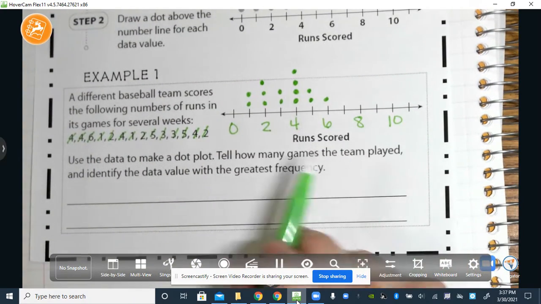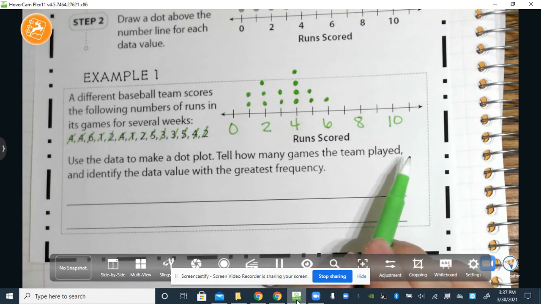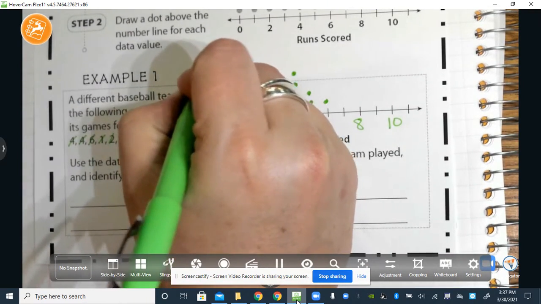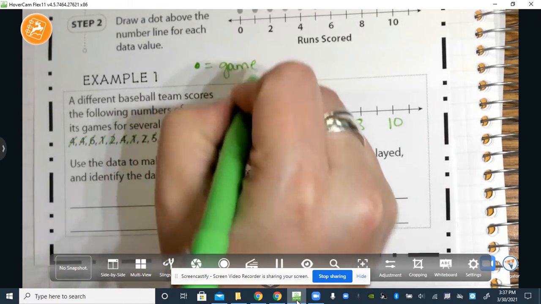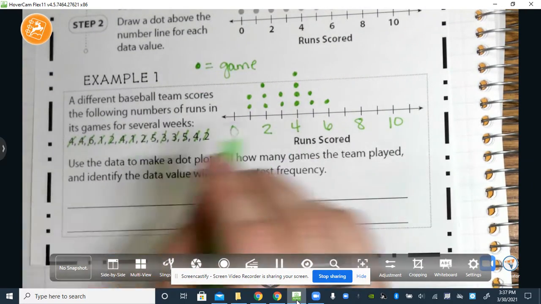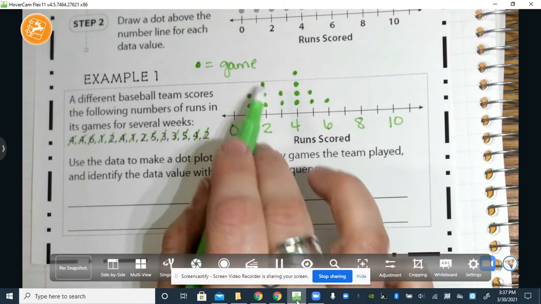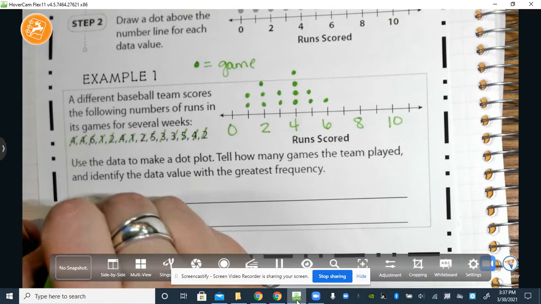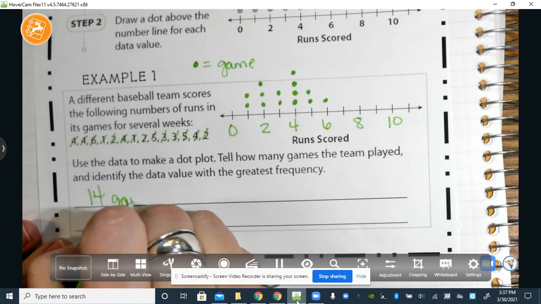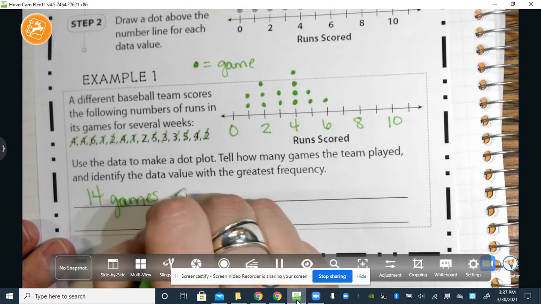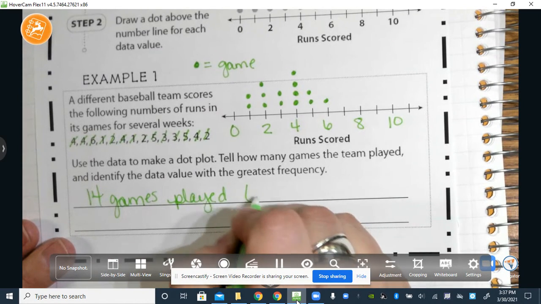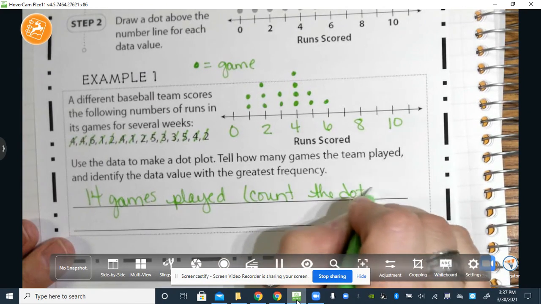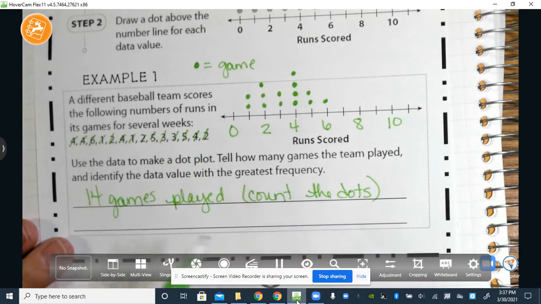Okay. So tell how many games the team played. All right. So if we look, each dot represents a game played. So all I have to do is count the dots. 1, 2, 3, 4, 5, 6, 7, 8, 9, 10, 11, 12, 13, 14. So there were 14 games played. And I figure that out by just counting the dots. Or just count the numbers there.